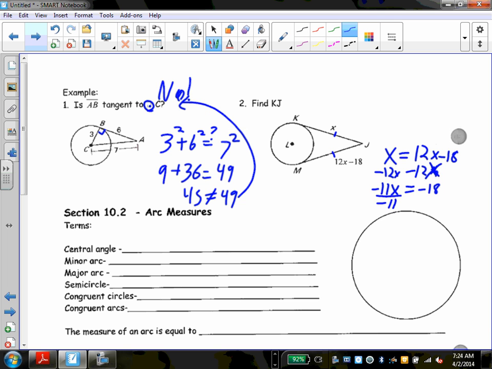Divide both sides by 11, and we get that x equals 18 elevenths. And that would be the length of JK. 18 elevenths would be a little bit more than 1.5. So there you have it.